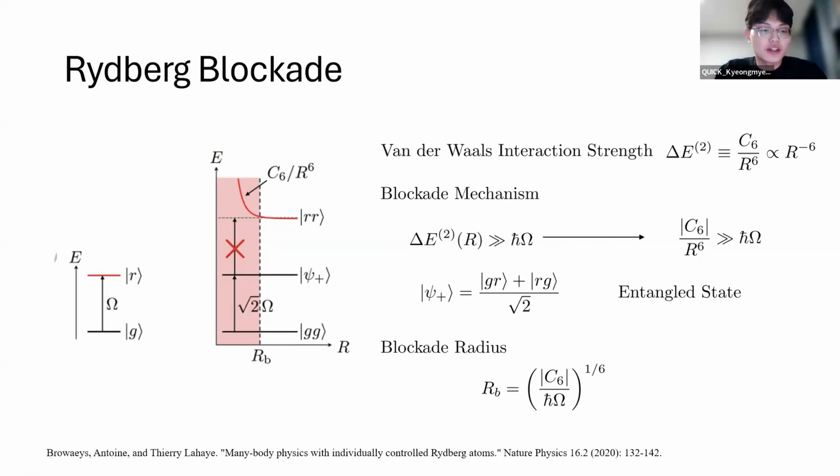As a result, the presence of a Rydberg atom can prohibit the neighboring ground state atoms from becoming Rydberg atoms. The simultaneous creation of Rydberg atoms within this blockade radius distance results in quantum mechanically entangled states, defined as psi plus here.